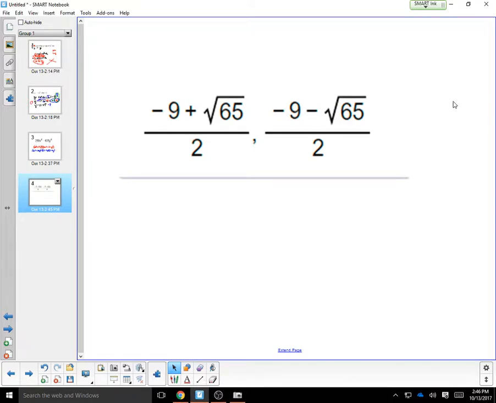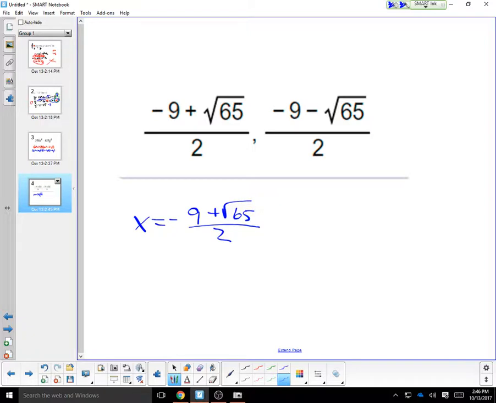Alright. Let's do one at a time, okay? You're not going to like this too much, but it's okay. Oh, man! Here's what we know. We know that x is equal to -9 plus square root of 65 over 2, right? Let's do this one first, okay?